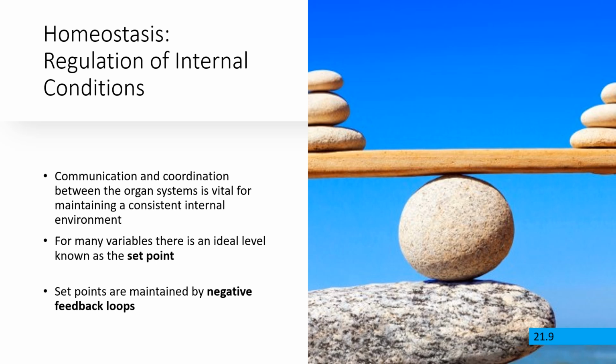This communication between organ systems is important for maintaining homeostasis, which again is the regulation of our internal environment. For many variables in our body, like temperature or hormone levels, there is an ideal set point. The organ systems work together to keep the body close to that set point. They do this using something called a negative feedback loop.